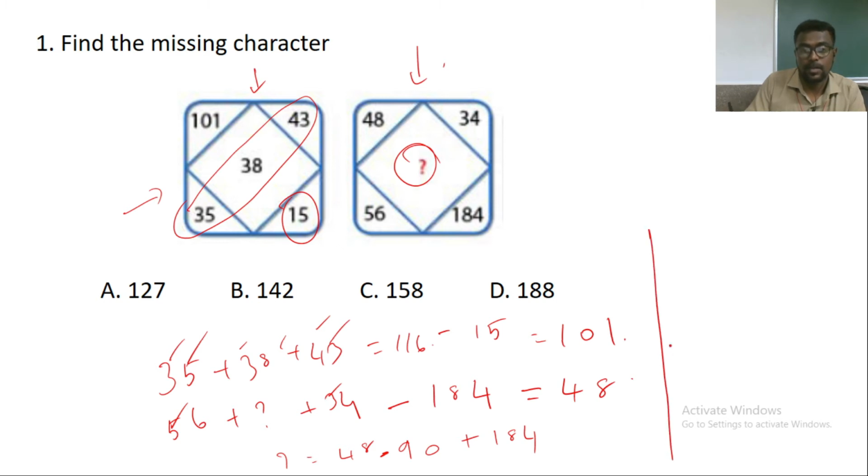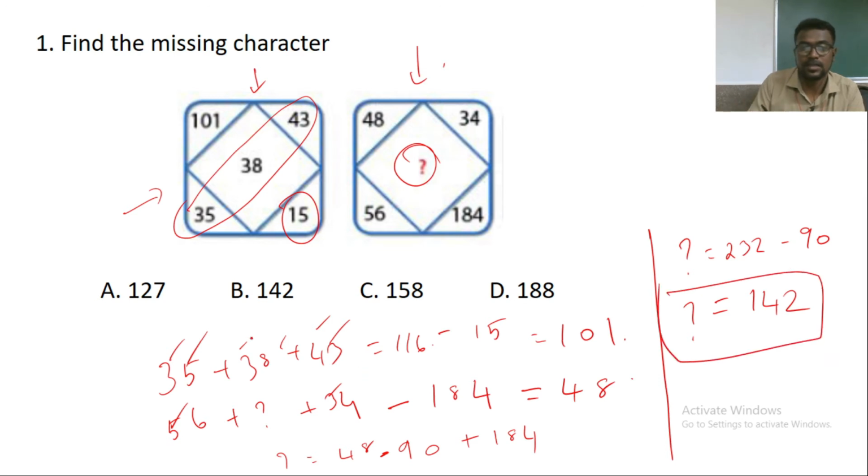Okay, so 48 plus 184 is 232. Question mark is equal to 232 minus 90. So minus 90 gives 142 over here, and this answer lies in option B. So the correct answer for this question is 142, which is in option B.